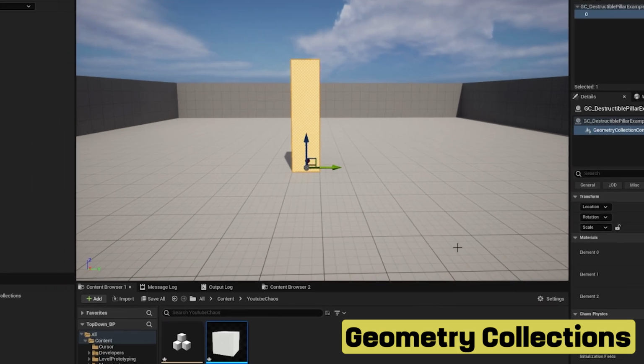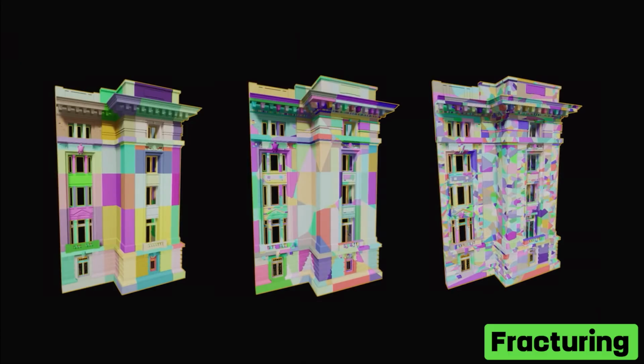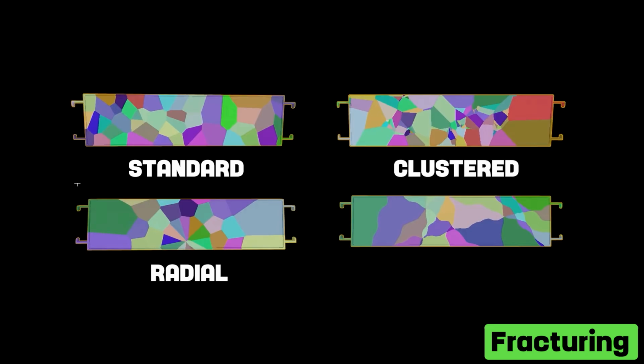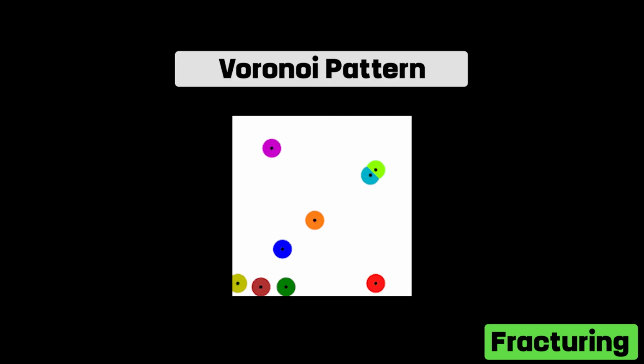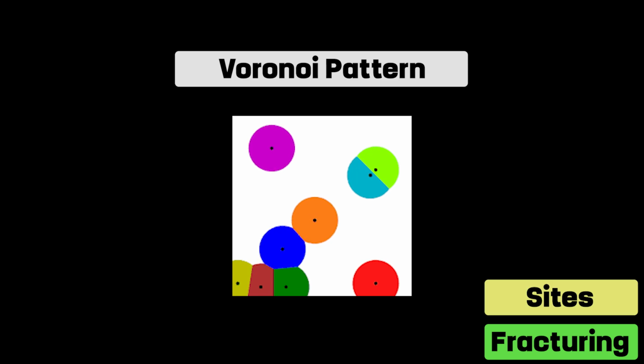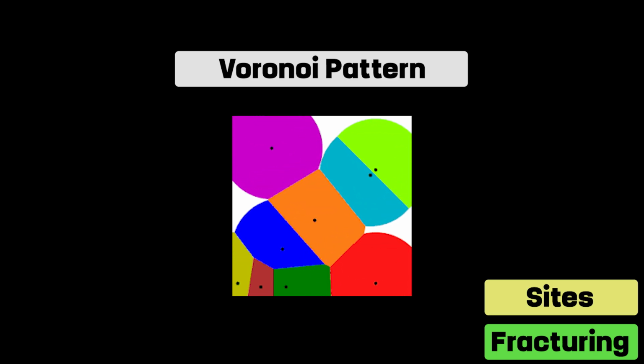Now that we have our geometry collection, we need to define how we want to break it up during destruction. In Chaos terms, this is called fracturing. There are several types of methods available for achieving this, and combining these will lead to more interesting looking destruction. All these methods are based off the Voronoi pattern, which is a way of partitioning an object by using a set number of points, also known as sites. We use these to define regions of 3D space which contain all the points within our object which are closest to that site. These regions are also known as Voronoi cells.